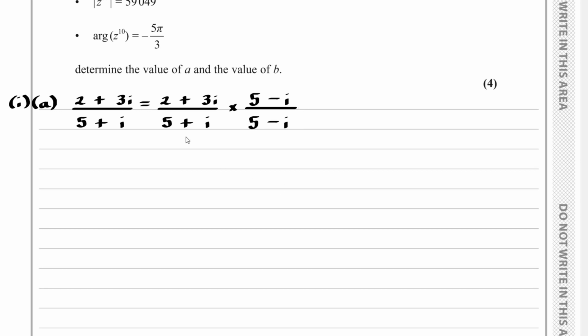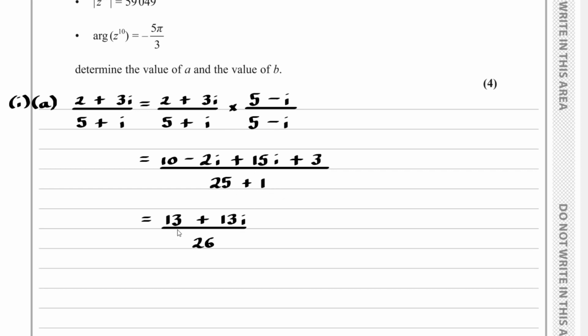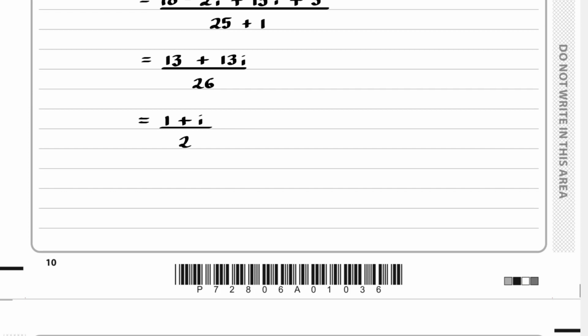And if we begin to work this out, we have 2 times by 5, which is 10. Then we have 2 times by negative i, which is negative 2i. 3i times by 5, which is 15i. And then we have 3i multiplied by negative i, which is positive 3. And on the bottom, we've got a difference of 2 squares. 5 times 5 is 25. Then we've got i times by negative i, which is positive 1. And if we simplify this, we get 13 plus 13i over 26. We can divide top and bottom by 13, leaving us with 1 plus i over 2. And if that's the case, then we can conclude k is equal to 1/2.